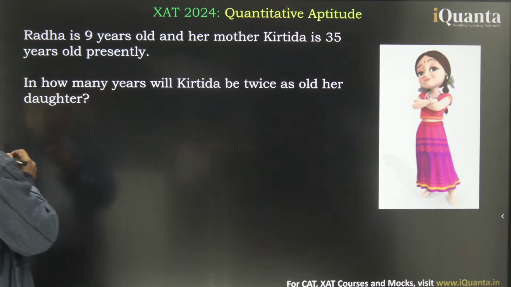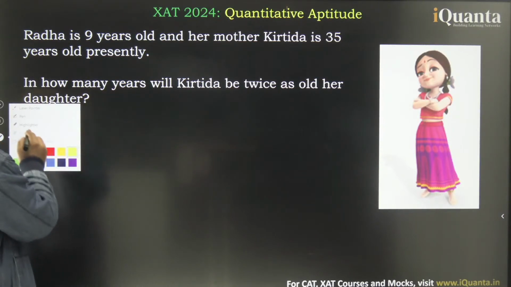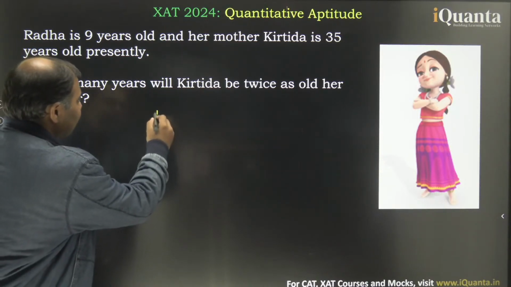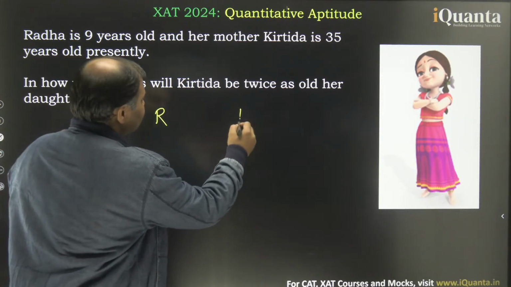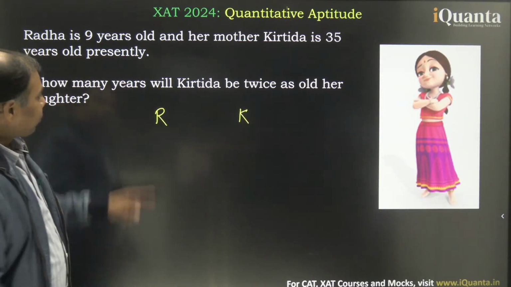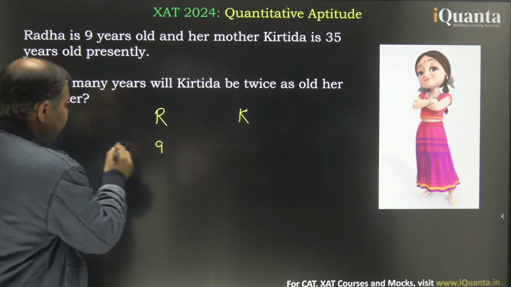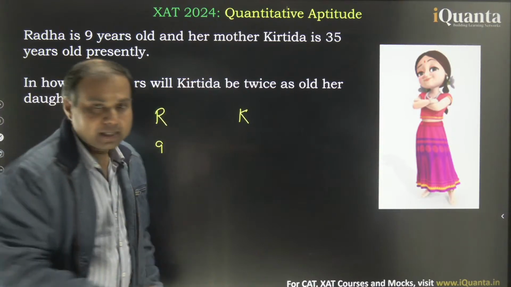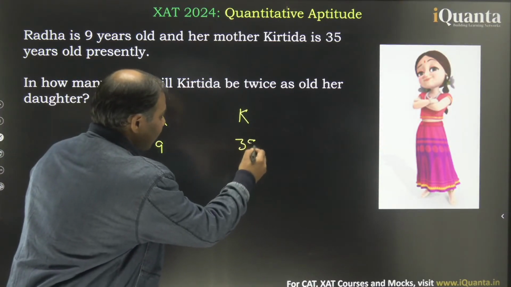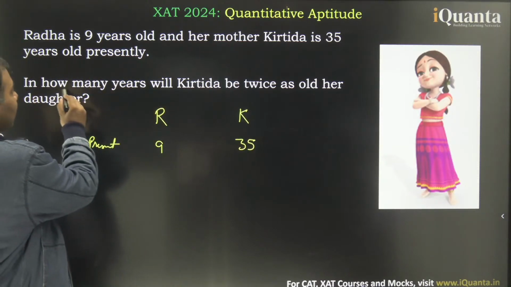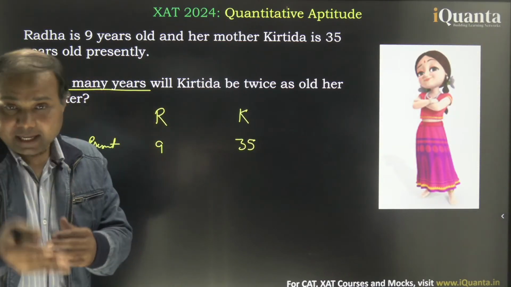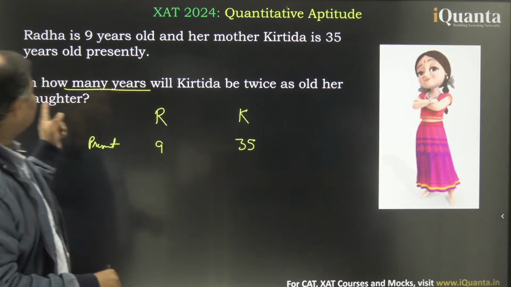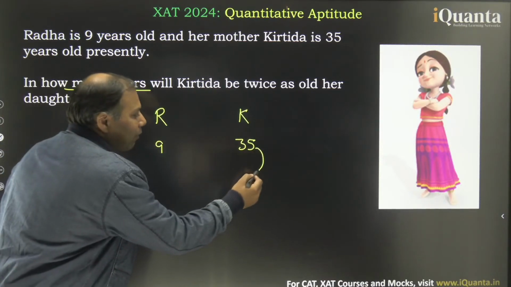So it says, Radha is 9 years old. So Radha and her mother Kirtida. Radha is 9 years old presently. This is the present age. Radha is 9 years old and her mother Kirtida is 35. And the question is asking us, in how many years, means after how many years will Kirtida, that is the mother, be twice as old as her daughter? So let's say our answer is X years.